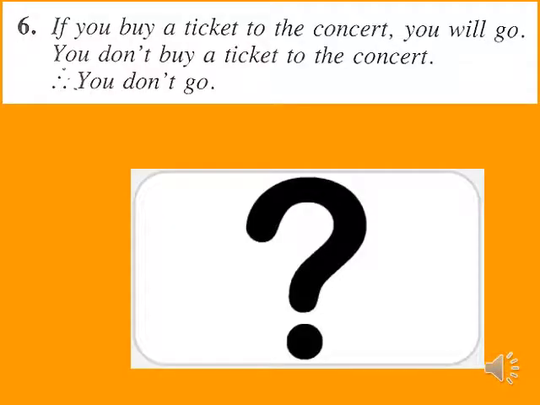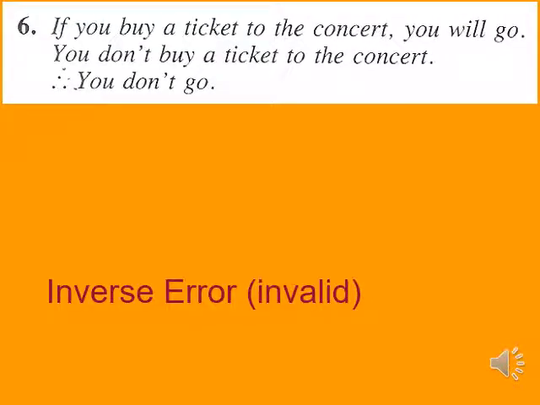The next problem says if you buy a ticket to the concert, you will go. You don't buy a ticket to the concert, therefore you don't go. This one is inverse error. They're trying to make both parts of it negative. And the reason why that is invalid is there could be other ways you get to go to the concert besides having a ticket. Maybe you won a free ticket. Maybe you're in the band or on the crew. There's lots of ways that you could be there without having to buy a ticket.